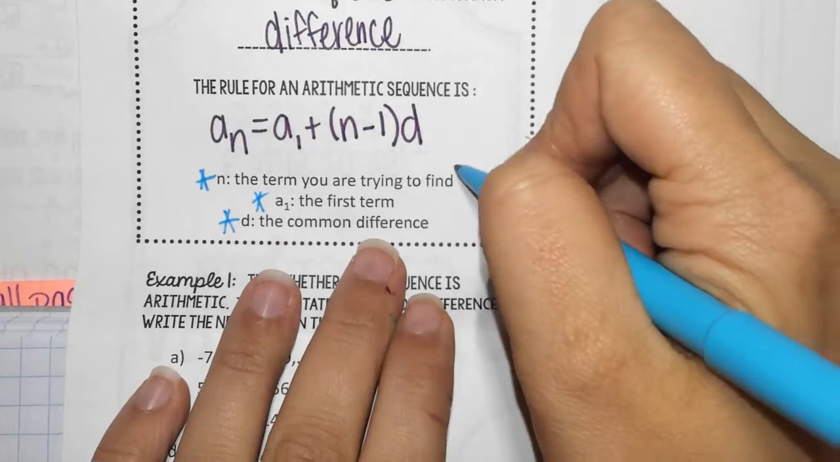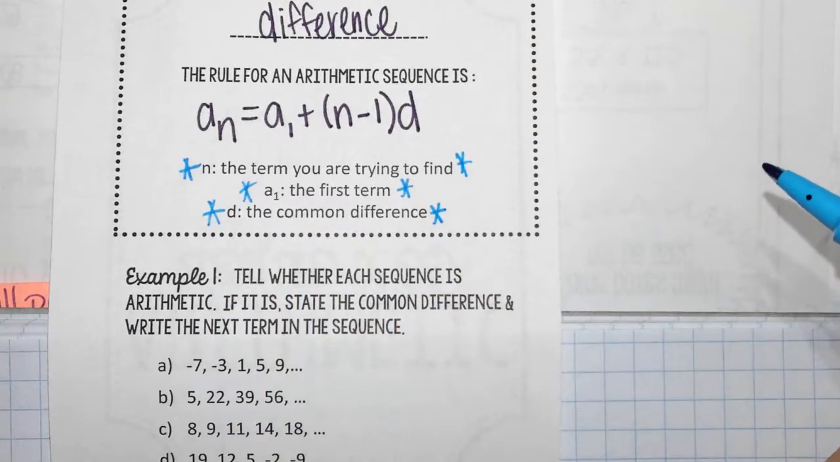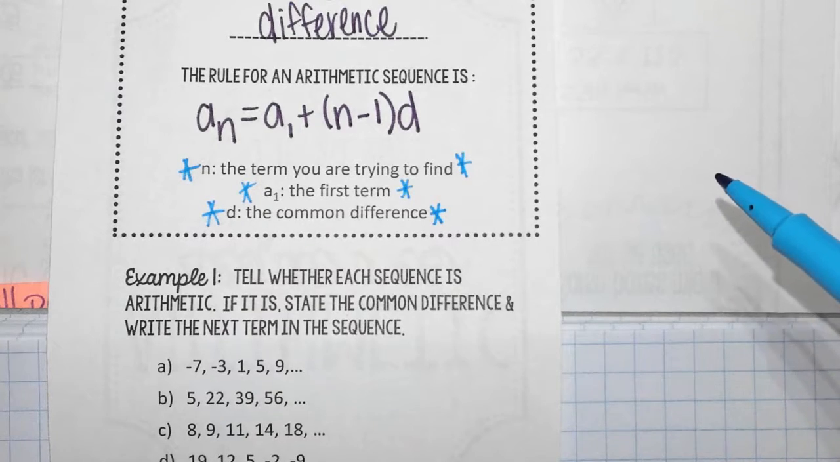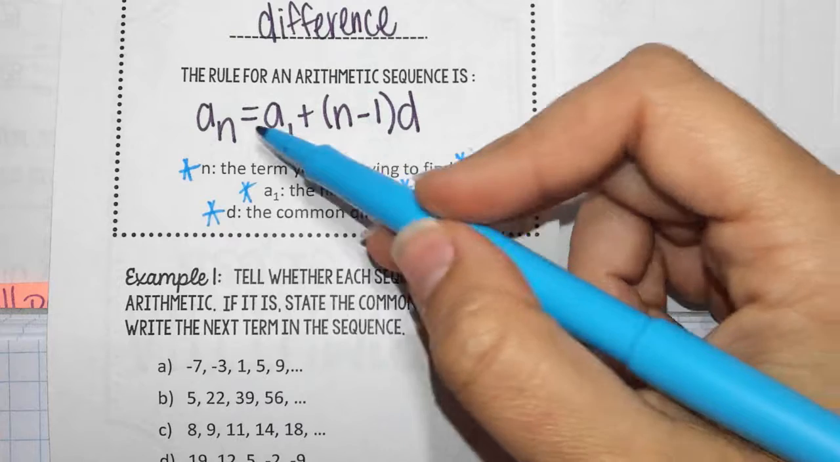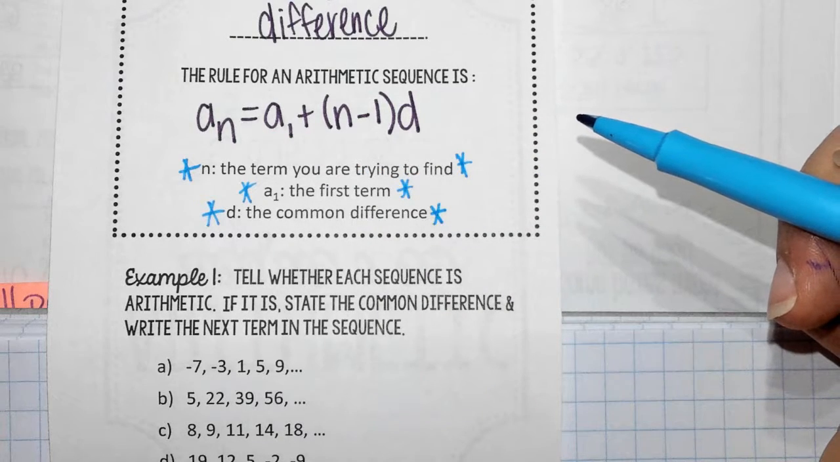Does everybody understand? I love how you're whispering. What part don't you understand? You don't understand that we're identifying parts of the formula? Oh, no. Whose phone is that?